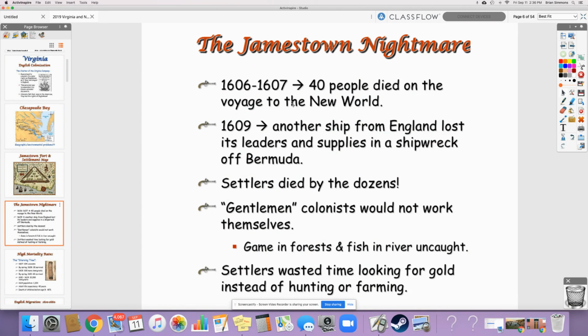Jamestown is not a great place to be when it's first founded. Many of the people who go refuse to do any work other than looking for gold or silver, and so a lot of people are going to starve. They have an incredibly high mortality rate.